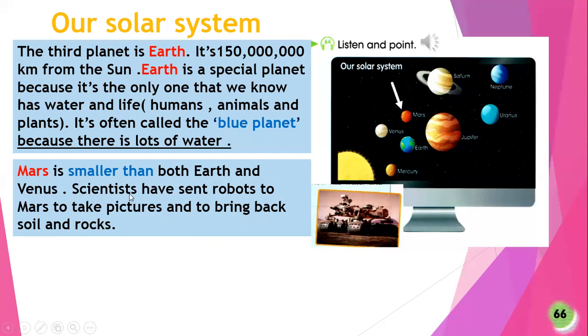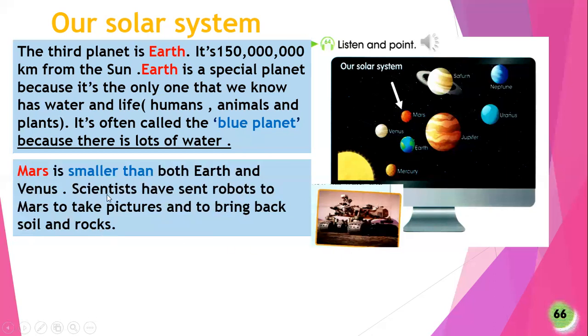Scientists have sent robots to Mars. Why? To take pictures and to bring back soil and rocks from Mars.